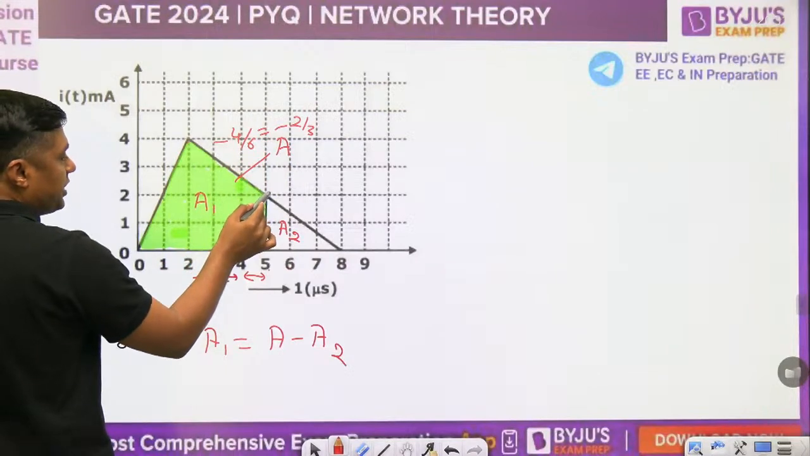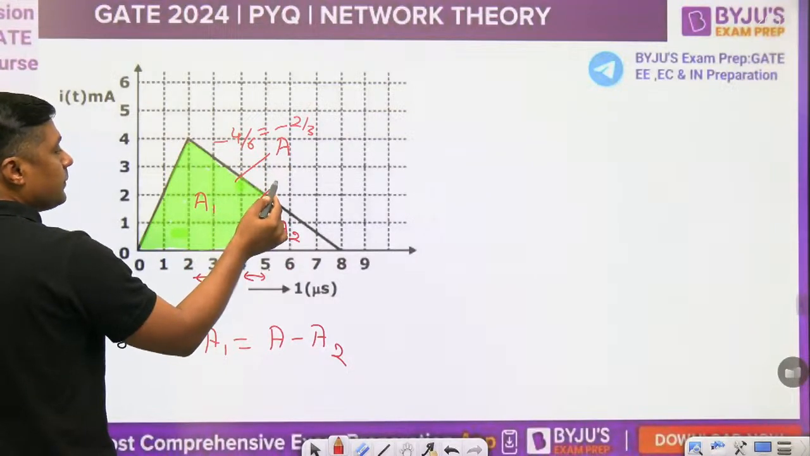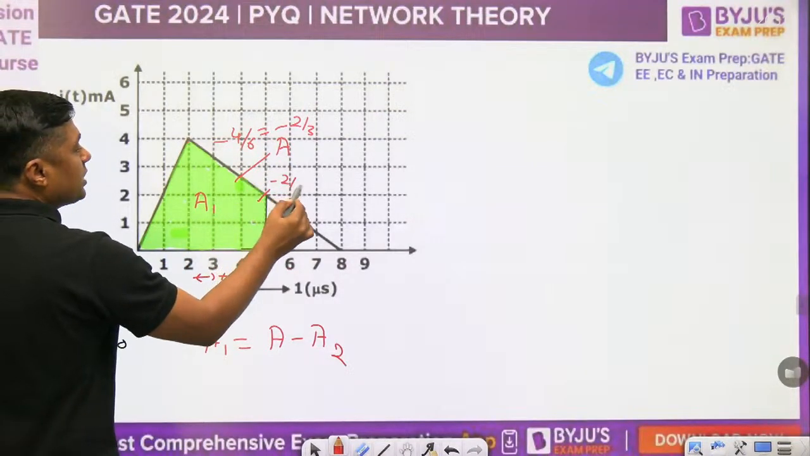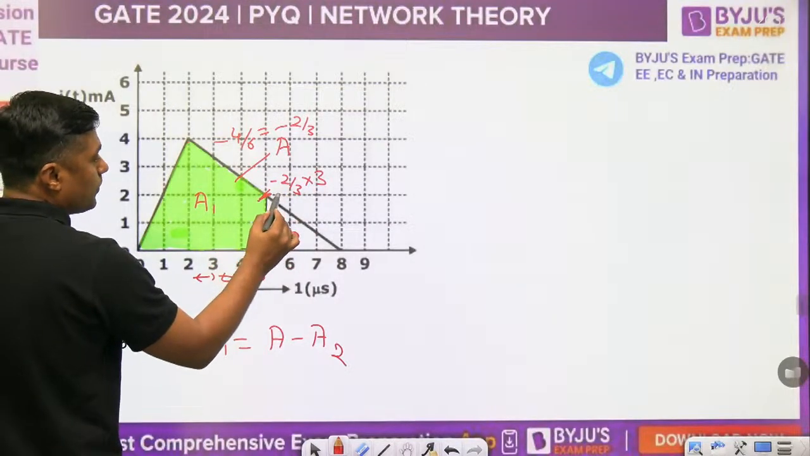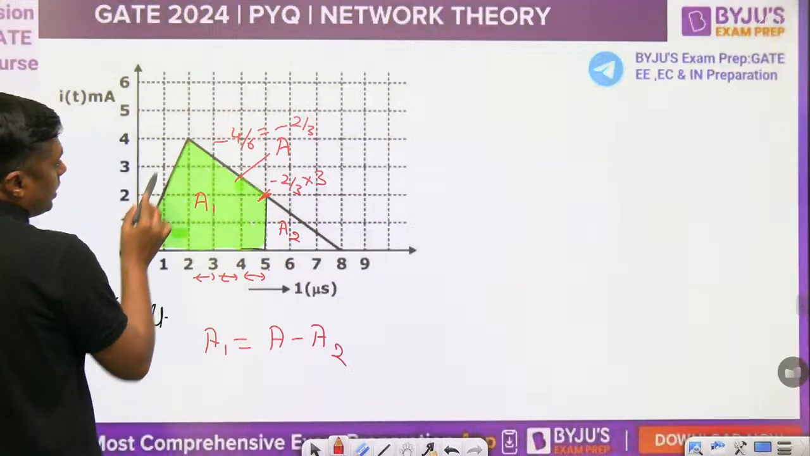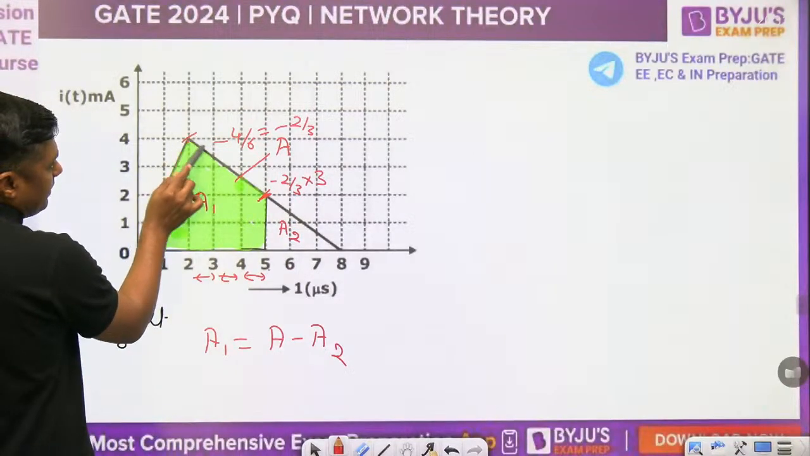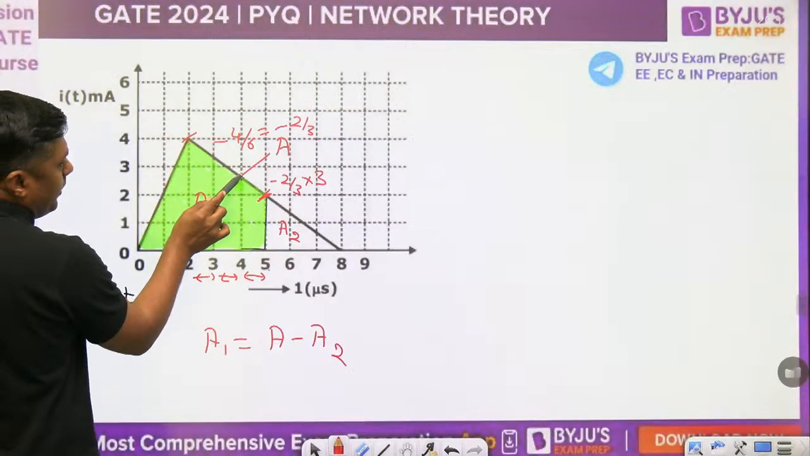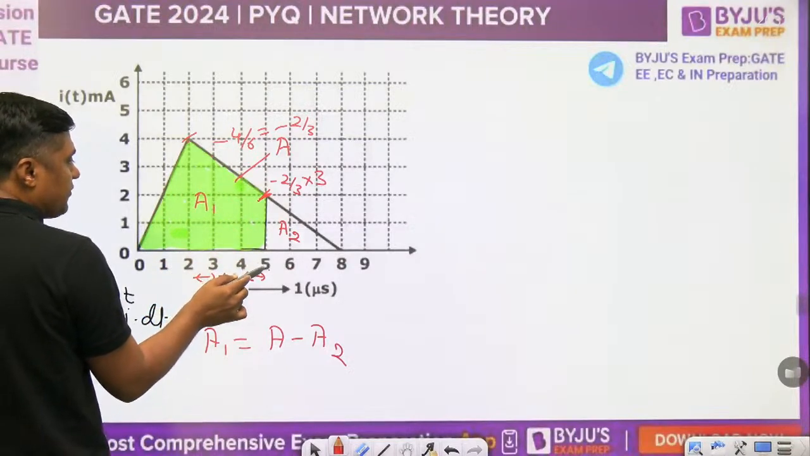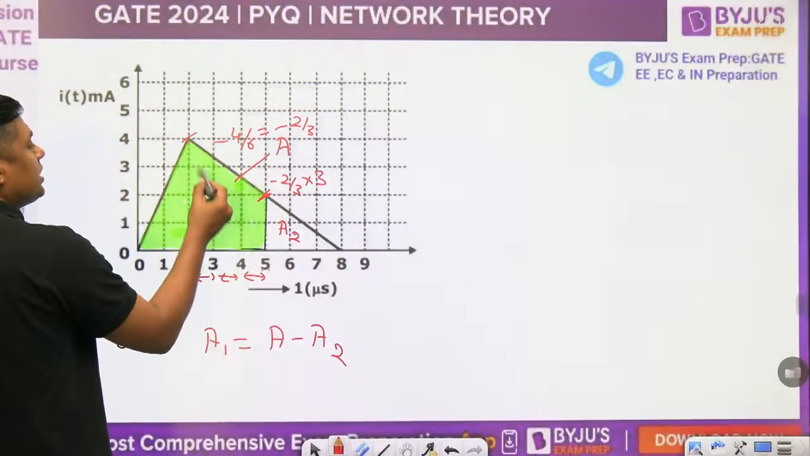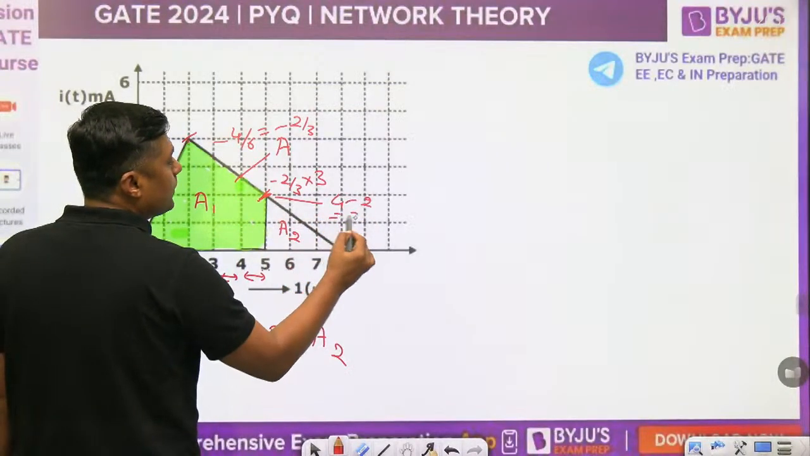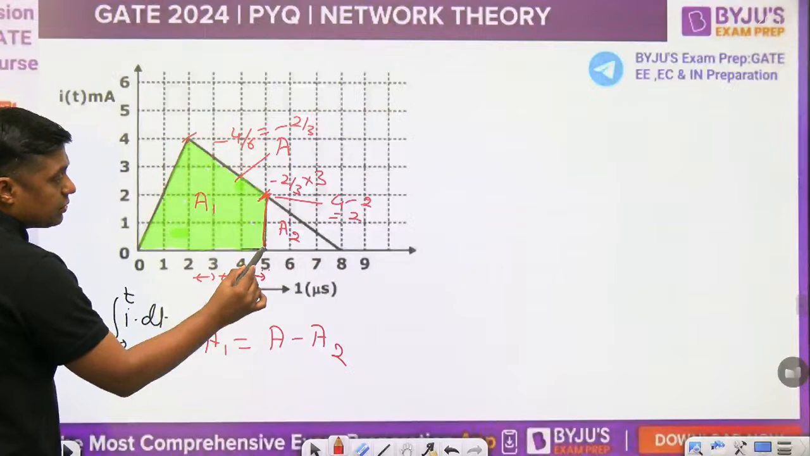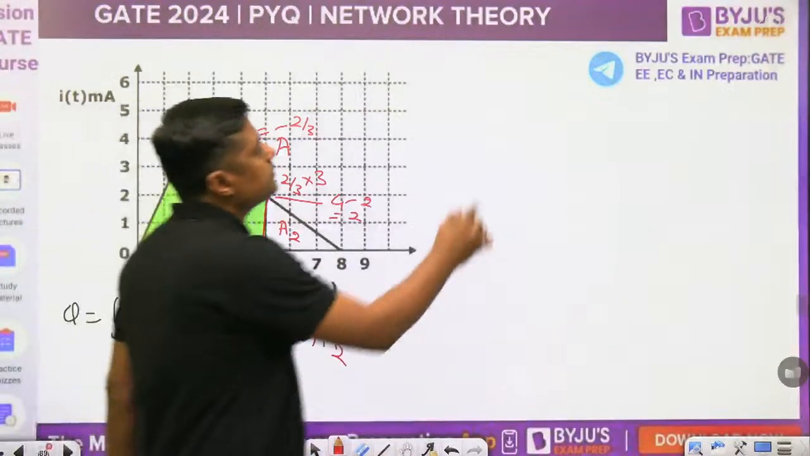In 3 steps it will reduce by minus 2 by 3 into 3 steps. This value is 2. How can we say 2? Because in one step it reduces by 2 by 3, again 2 by 3, again 2 by 3. So exactly at 5 it will be 4 minus 2, that is 2. The value at this point is 2.